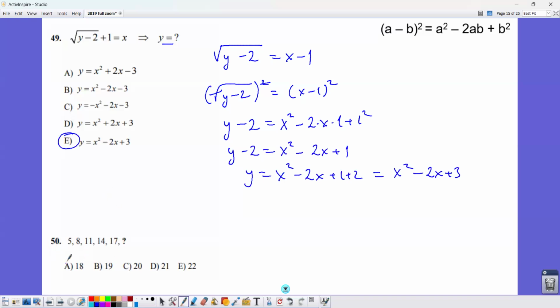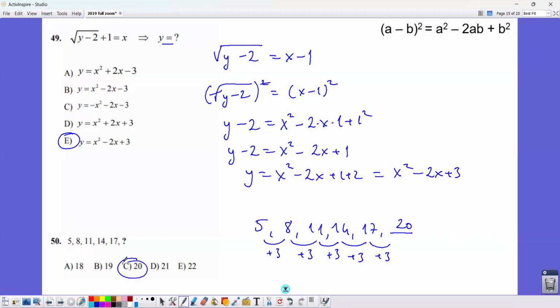In the 50th one, when we come to it, there is a sequence. Let's see what we have: 5, 8, 11, 14, 17, and we are looking for the next one. As you see here, 5 plus 3 is 8, 8 plus 3 is 11, 11 plus 3 is 14, 14 plus 3 is 17, and 17 plus 3 will be 20.